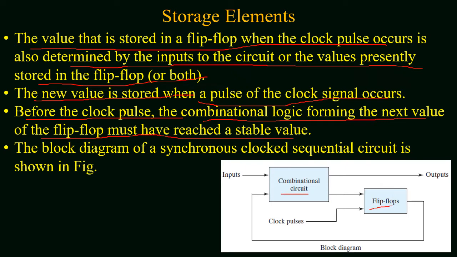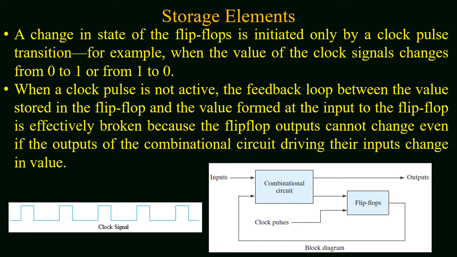The block diagram of a synchronous sequential circuit is shown here, which consists of a combinational circuit, a flip-flop, and a series of clock pulses. Now we can say that the change in the state of the flip-flop is initiated by a clock pulse transition, for example, when a value of clock signal changes from 0 to 1 or from 1 to 0.